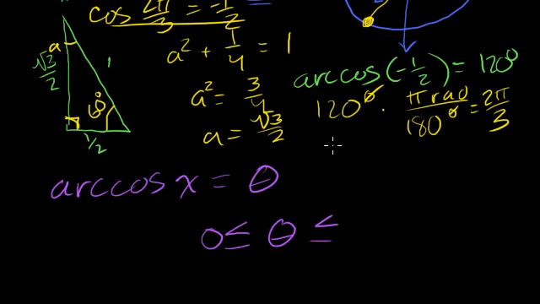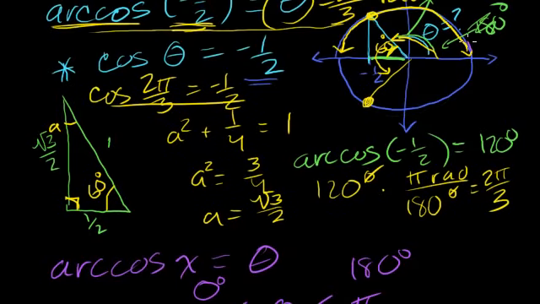pi, right? Or this is also 0 degrees or 180 degrees. We're restricting ourselves to this part of the hemisphere right there. And so you can't do this. This is the only point where the cosine of the angle is equal to minus 1/2. We can't take this angle because it's outside of our range.